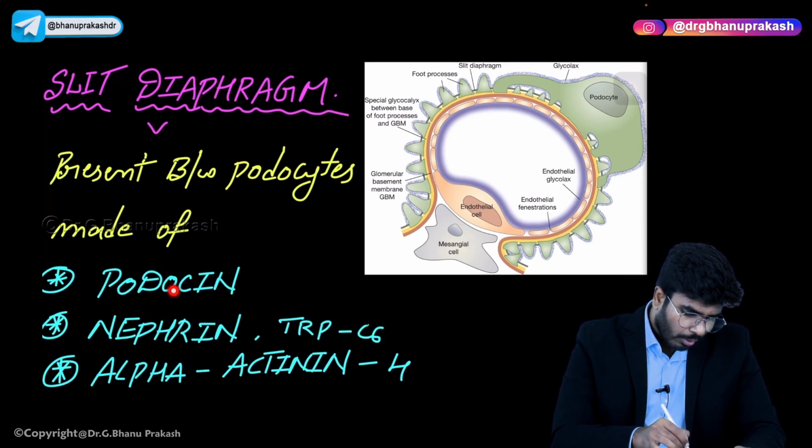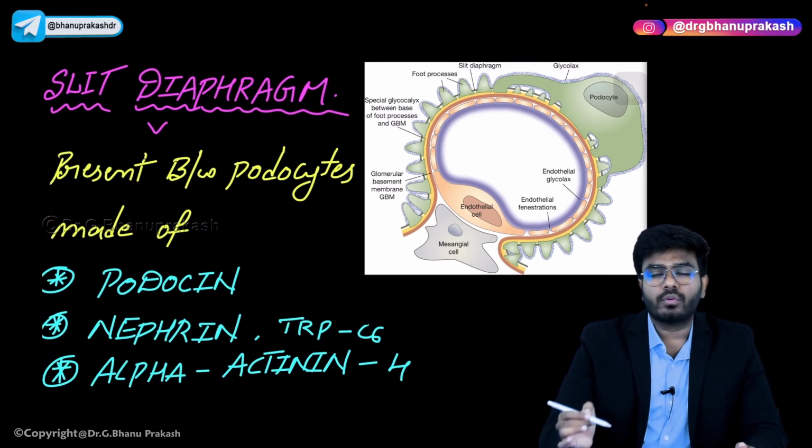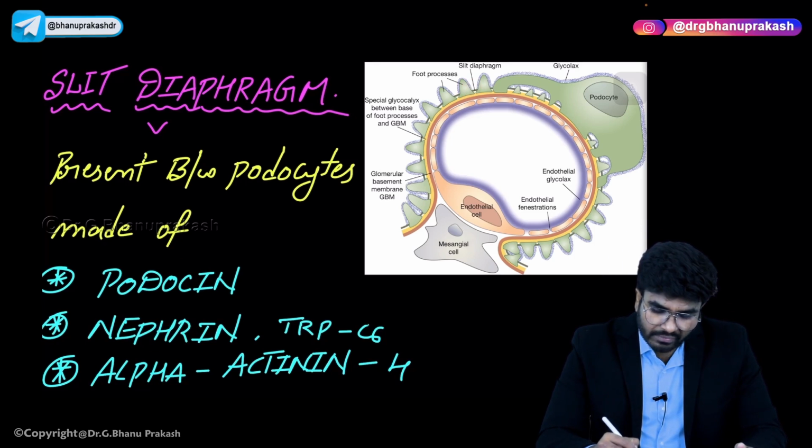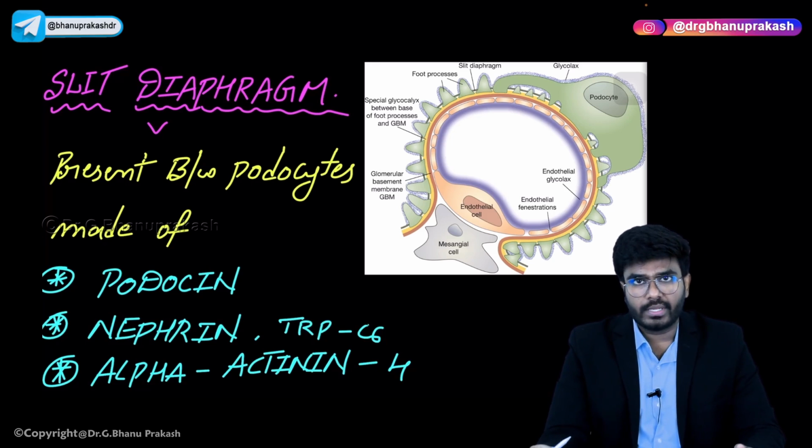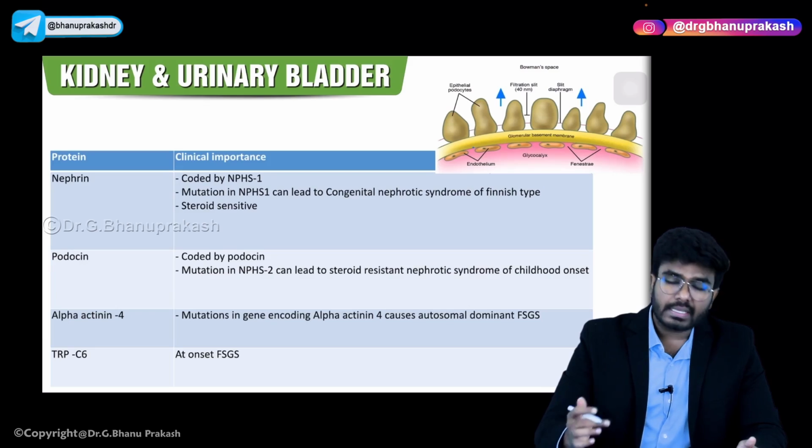Now, if you have any problem with podocin, for example, or with nephrin or alpha actinin 4, then what happens? This slit diaphragm cannot function properly. If it's not functioning properly, that can lead to proteinuria. Now, we will see such a clinical condition.